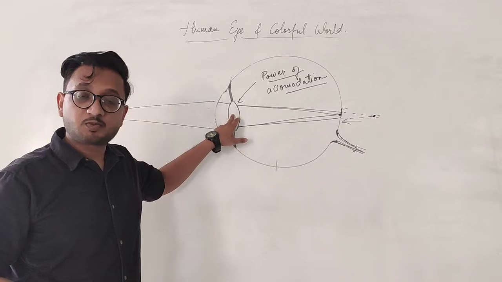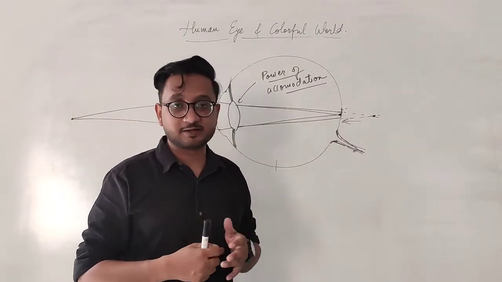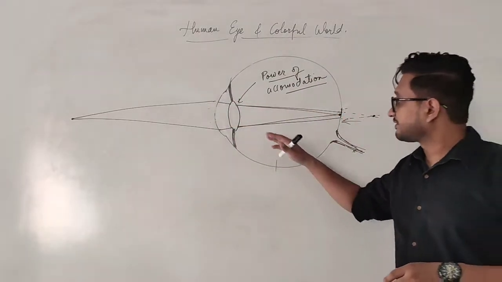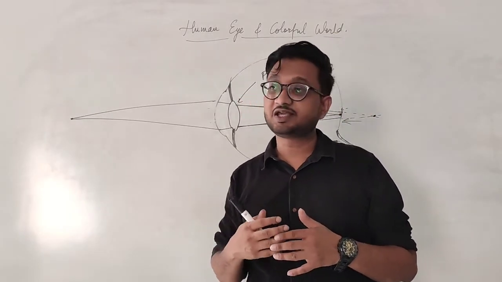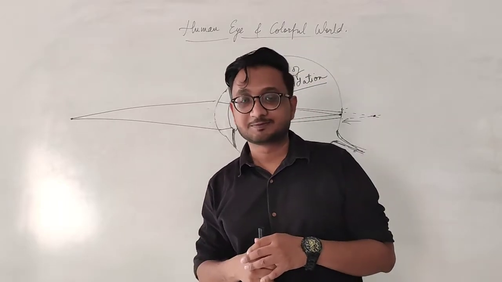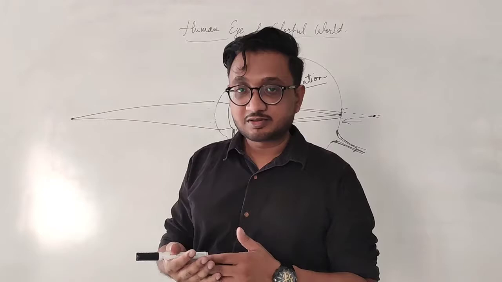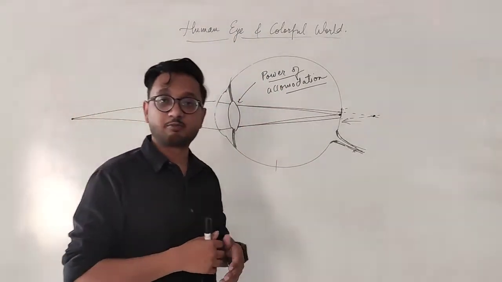Why power of accommodation? Because it can accommodate, or change its power, according to the object that we are seeing or observing. So this is a very helpful ability in our eye lens, which enables us to see far away objects and nearby objects clearly with sharpness. Okay. Now sometimes due to some defects, this ability is compromised.